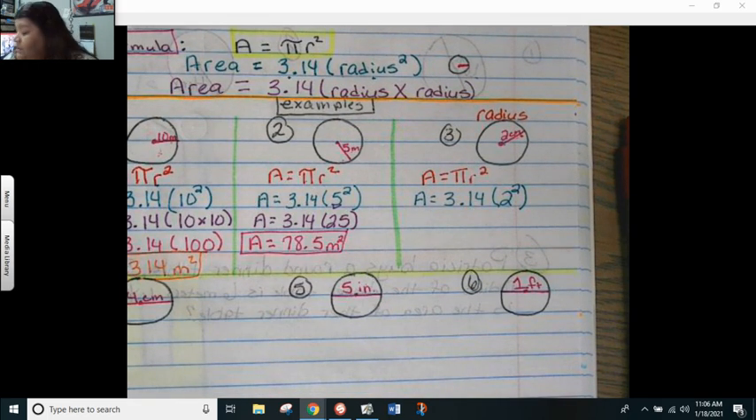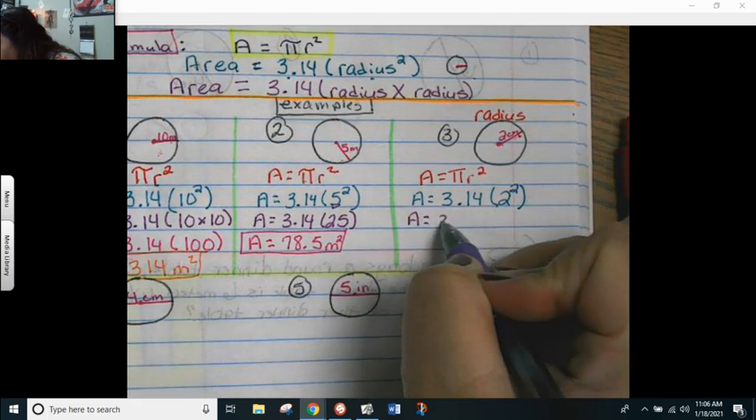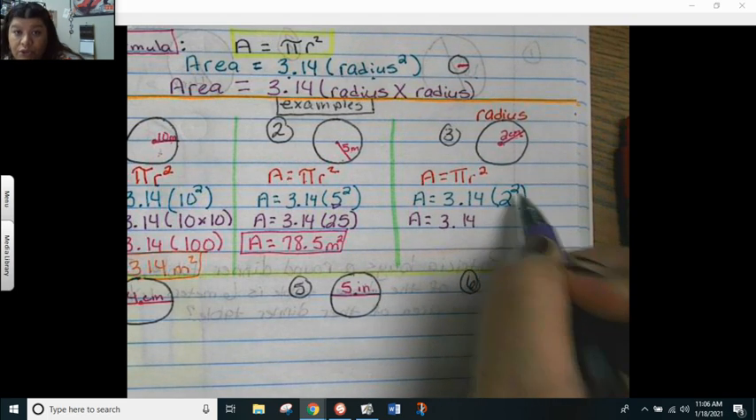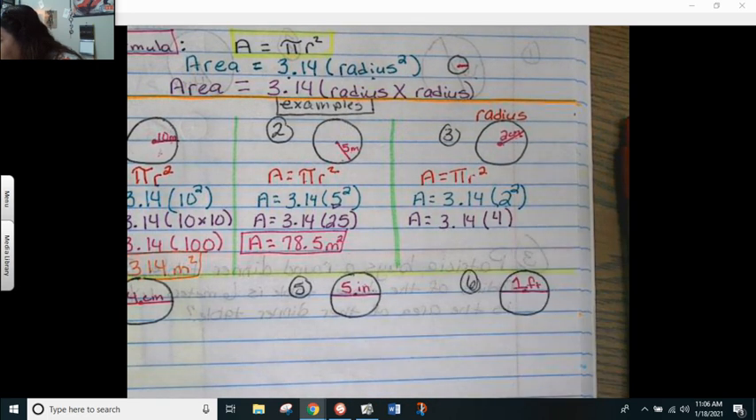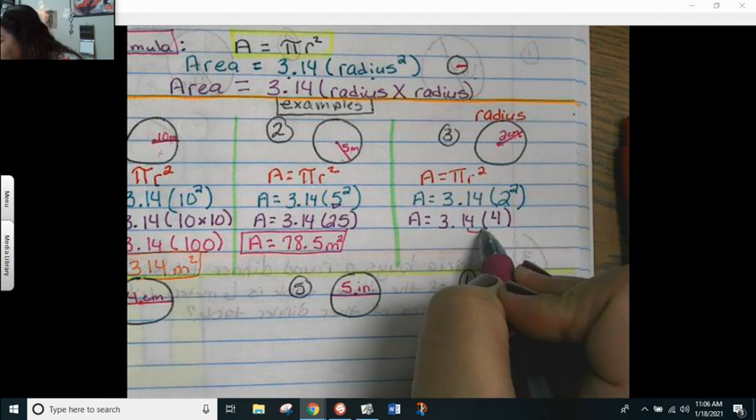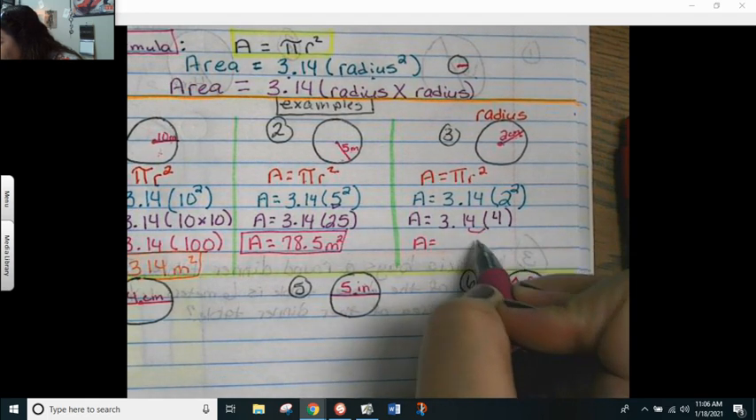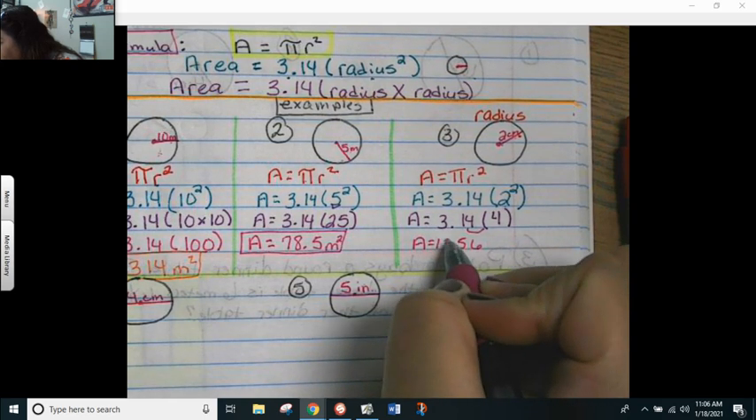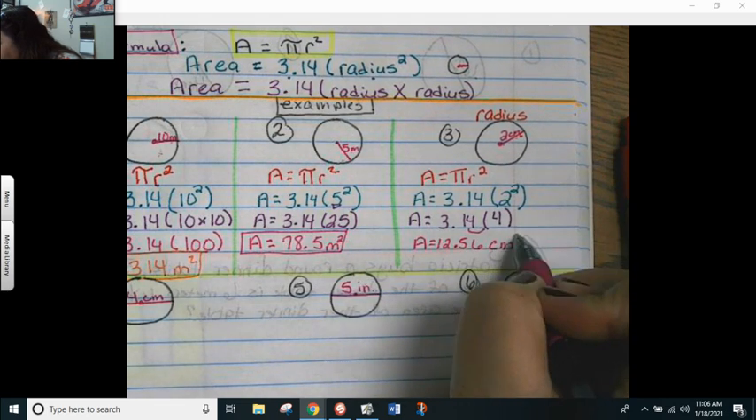Now let's do exponents first. Exponents go first. So A equals 3.14. 2 to the second power means 2 times 2, because there's 2 of them. That'll give me 4. And now your final step is to multiply these two together. And that'll give me 4 times 3.14, which is 12.56 centimeters squared.